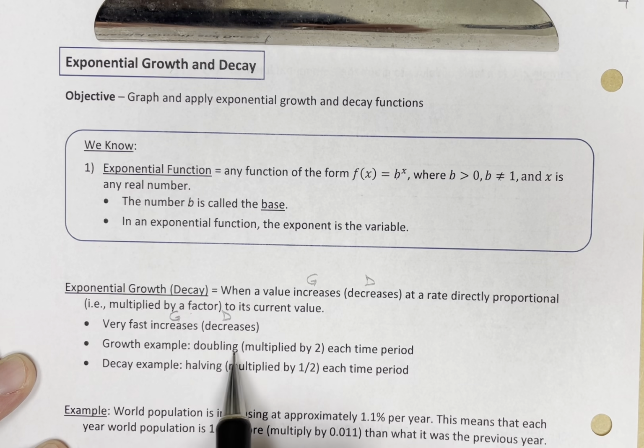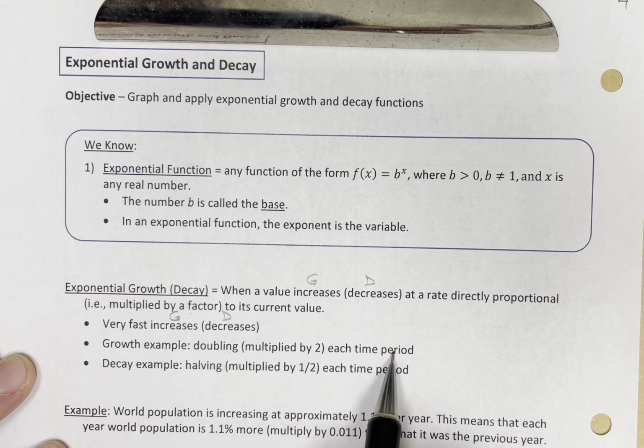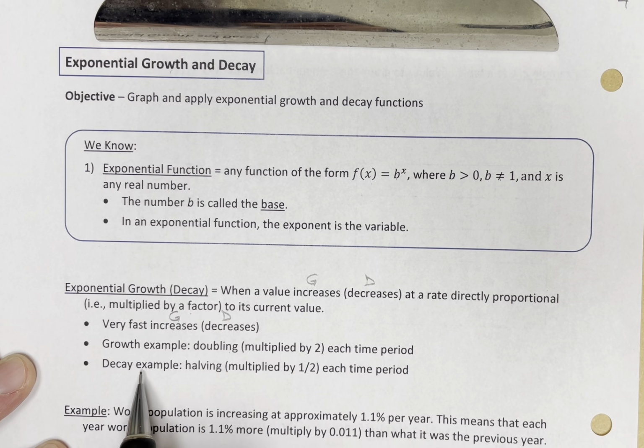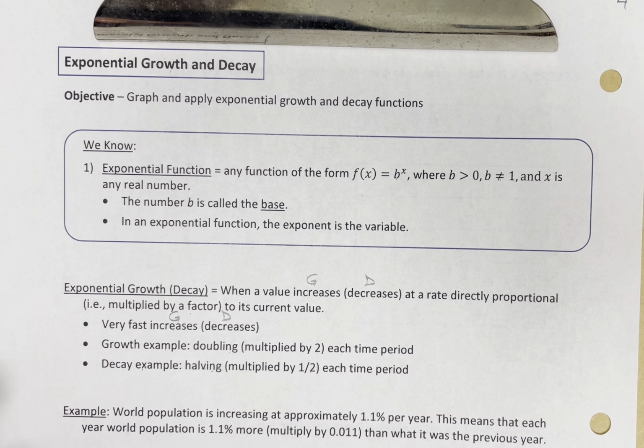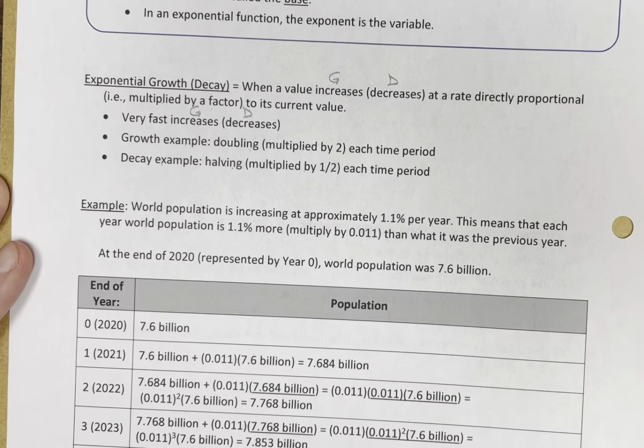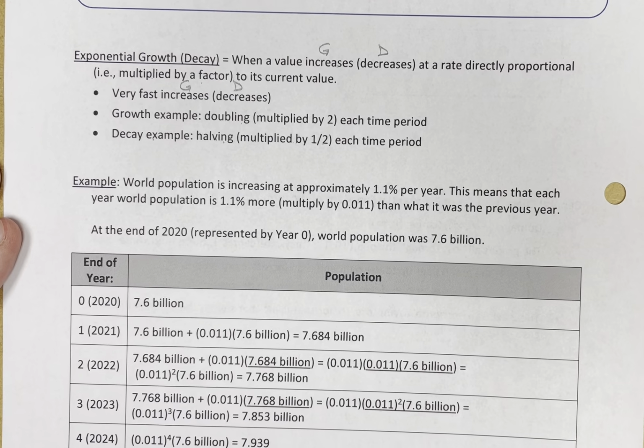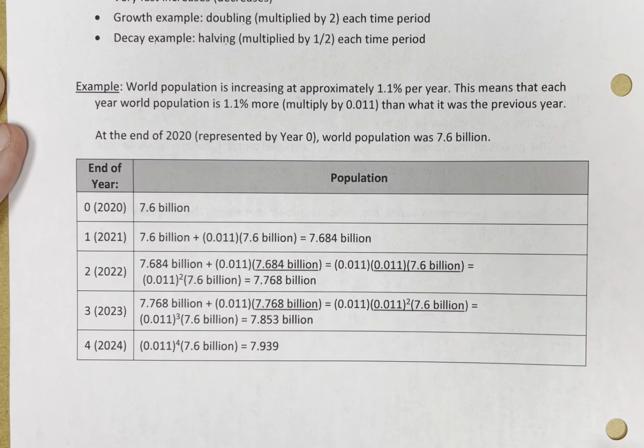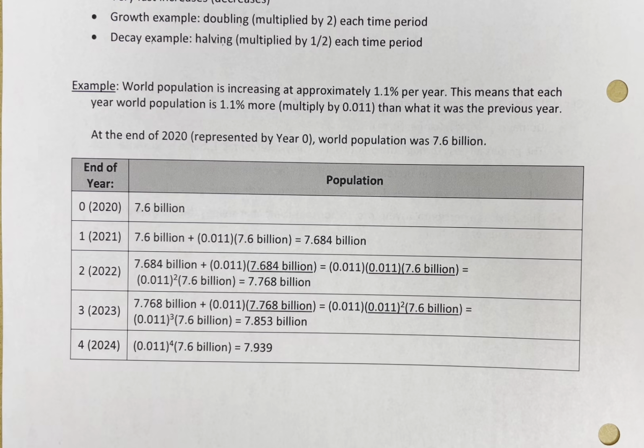The growth example would be like doubling. You want to double your money, so you're multiplying it by 2 each time period. The decay example would be halving. In other words, when you divide by 2, it's the same thing as multiplying by 1/2. So there's your decay. Let's take a look at some examples of this, and we'll even do some application problems as well. Let me get my paper up here for you.